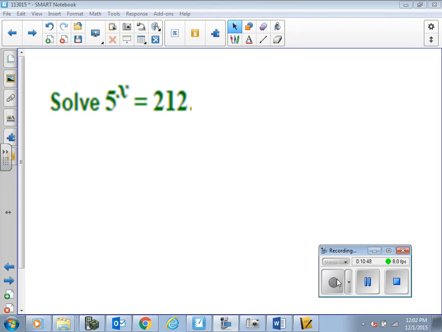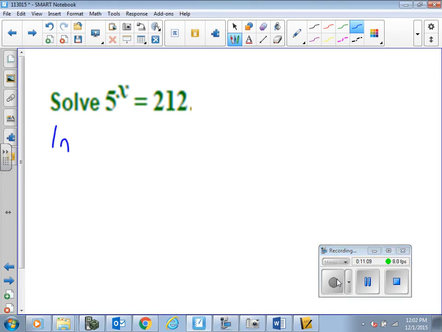So we know 5 to the 3rd, like you said, is 125. 5 to the 4th is bigger. So we know that our number should be in between 3 and 4. So we start off that way. I like doing that because it helps me to know at the end whether I'm getting an answer that makes sense. So in this case, I'm going to use the natural log.